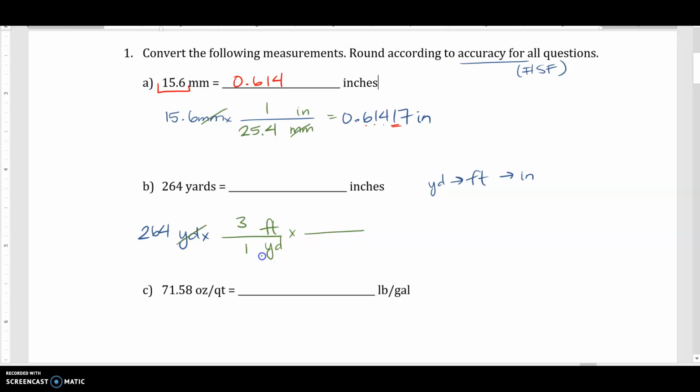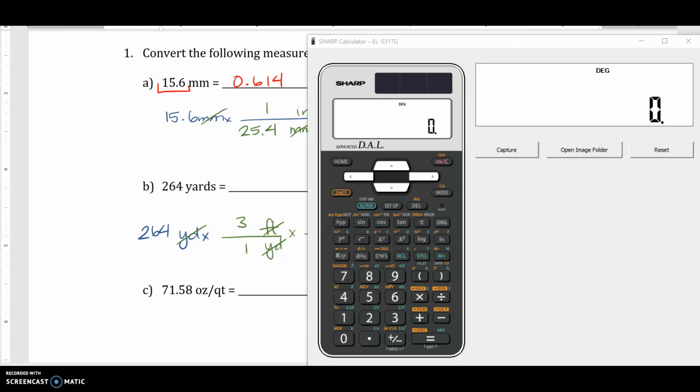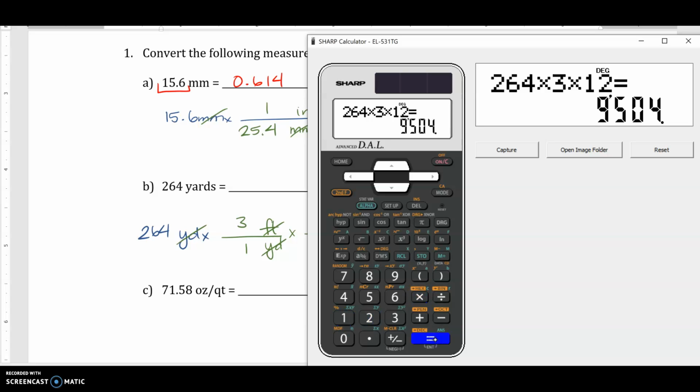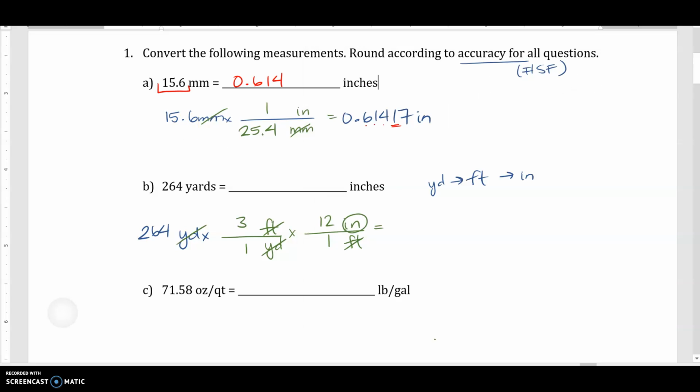Right now, yards will cancel out and I'm left in feet, so I want to now convert feet to inches. To cancel out the units of feet, it goes on the bottom of my next fraction, so they're opposite. I want to get to inches, so that goes on top. I know there are 12 inches in 1 foot. Now I can do the calculation. Feet cancel out, I'll be left with inches. 264 times 3 times 12. And you get 9,504 inches.